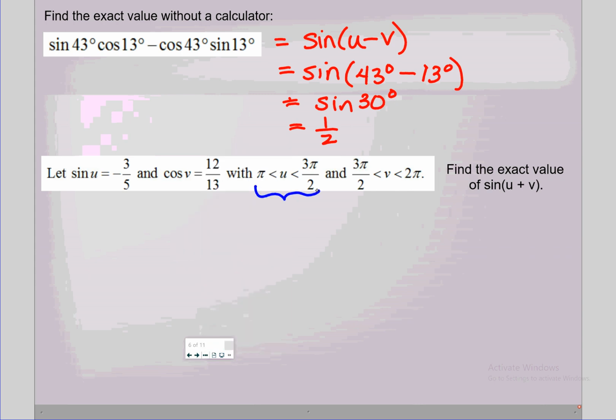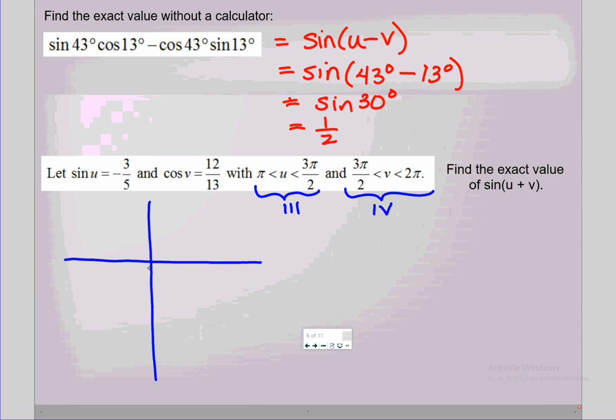If you are told u is between pi and 3 pi over 2, what do you know about it? It's in quadrant 3. And if we're told v is between 3 pi over 2 and 2 pi, what quadrant is it in? Quadrant 4. So the first thing I'm going to do, if I know what quadrant something is in, is draw a picture. There's going to be two different triangles here, one for u and one for v. Okay, so in quadrant 3, here's my reference triangle. Remember, right angle on the x-axis, theta near the origin. And actually, it's not a theta here, it's a u. Let me do better. There we go.